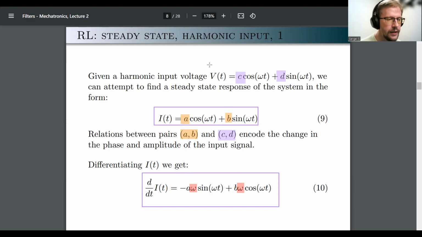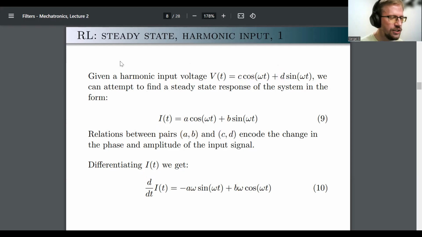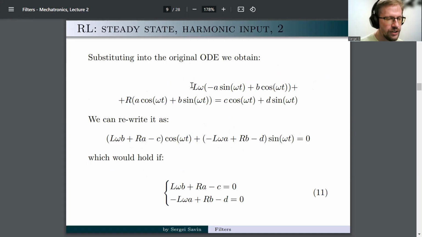Good. Now what we are going to do is substitute equation 10. This equation is going to be substituted into the original differential equation. This is also going to be substituted into the original differential equation, and this too. So it will be L times this plus R times this equal to this. That's what we're going to do. Right, let's see. So here is the result of substitution.